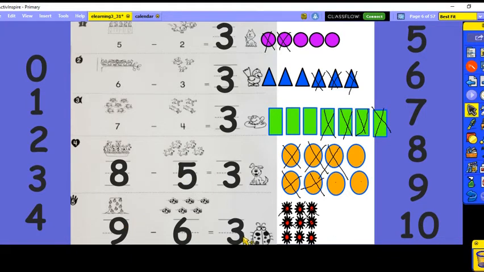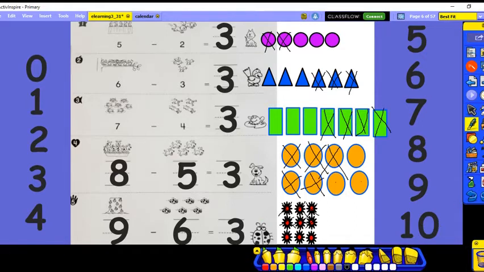Okay, now let me show you one thing. A really cool way to check your subtraction is with addition. So I'm going to get my highlighter out here, and we're going to go back, and we're going to check some of these subtraction problems with addition going backwards.